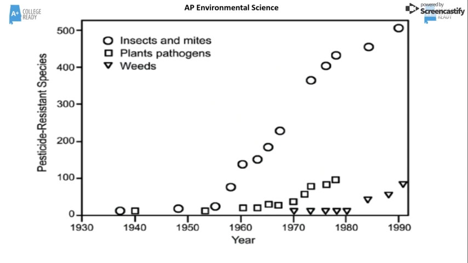The graph shows pesticide-resistant species over time from 1930 to 1990. Insects and mites are more resistant than plant pathogens and weeds. But all three categories of organisms have higher numbers of pesticide-resistant species from 1980 on.